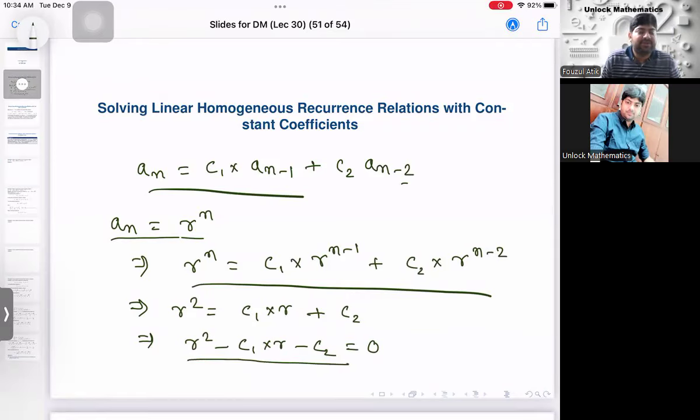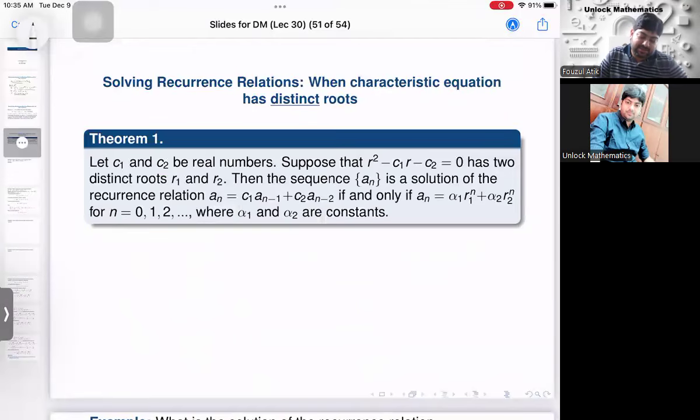Now, I have a theorem. This theorem says: let c1 and c2 be real numbers and suppose that r^2 minus c1 r minus c2 equal to 0 has two distinct roots. Now, because it's a polynomial equation of degree 2, it may have equal roots, it may have distinct roots, it may have no real roots also. But if it has two distinct roots r1 and r2, then the sequence a_n is a solution of the recurrence relation a_n equal to c1 a_(n-1) plus c2 a_(n-2), that is our general recurrence relation of degree 2, if and only if a_n equal to alpha1 r1^n plus alpha2 r2^n.